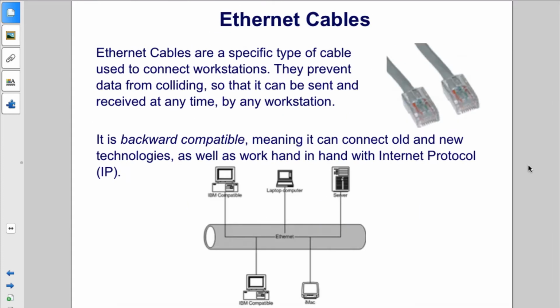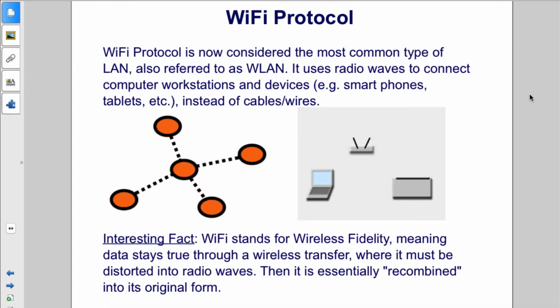Ethernet cables are a specific type of cable used to connect workstations. They prevent data from colliding, so that it can be sent and received at any time by any workstation. It is backward compatible, meaning it can connect old and new technologies, as well as work hand in hand with Internet protocol. Wi-Fi protocol is now considered the most common type of LAN, also referred to as WLAN.